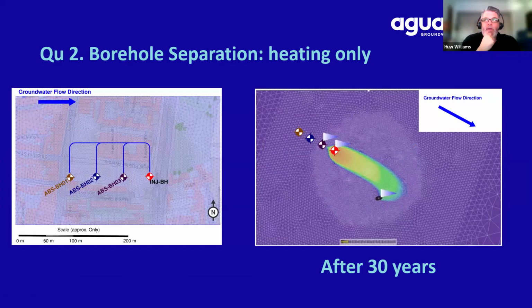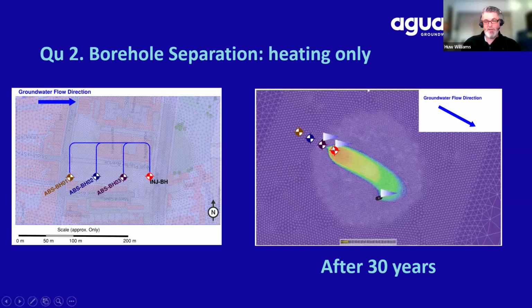So that sort of hasn't answered the how much water can I get question, other than answering with the question, how much water do you need? The second question, how far apart do my boreholes have to be? Let's take the example that we've got here.